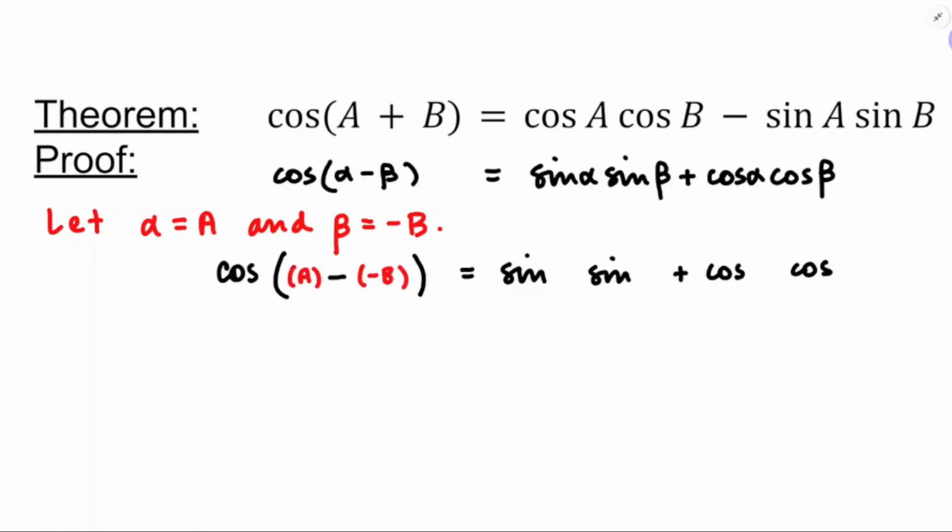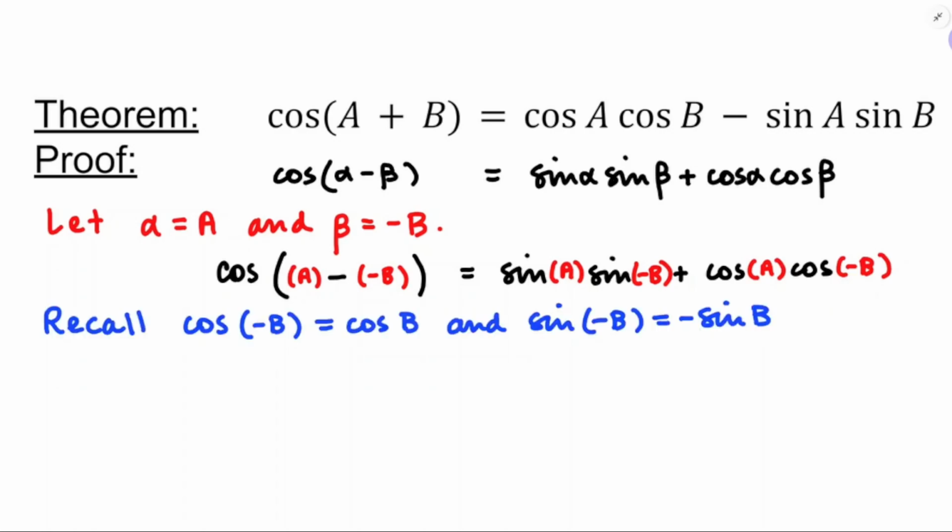And then we're going to do that on the right side of the equation, right? Everywhere I saw alpha, I'm replacing it with A, and everywhere I saw beta, I'm replacing it with negative B. And then I'm going to need to recall the even-odd identities, that cosine of negative b is equal to regular cosine of b, and sine of negative b is the negative of sine of b. And then when I apply those, I'll have what I'm looking for, right?